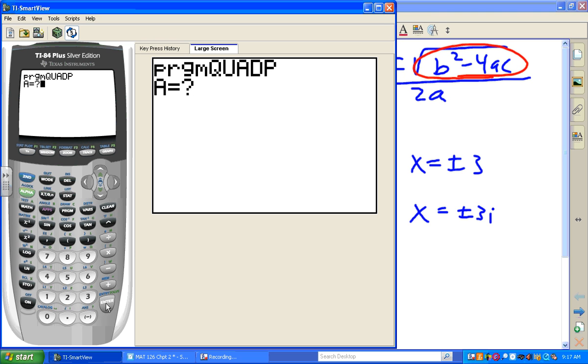You have to go to memory management. So, okay. Okay. For A, I put 1. For B, I put 0. And for C, I put negative 9. And I got 3 and negative 3 as the answers. Fantastic.